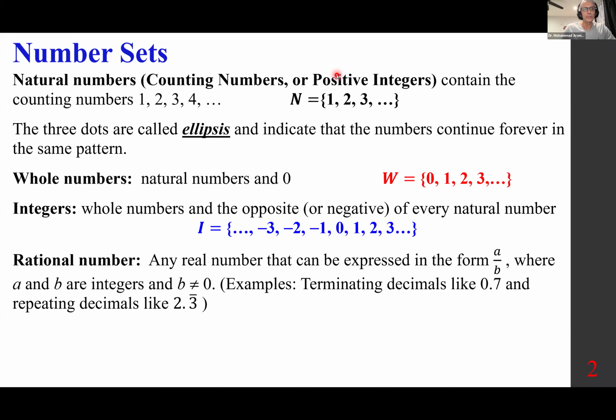Rational number. Any real number that can be expressed in the form of A over B, where A and B are integers and B cannot be 0. Examples: terminating decimals like 0.7 and repeating decimals like 2.3 bar.